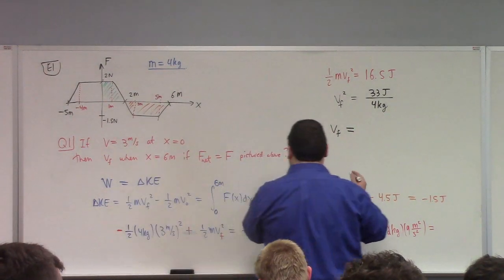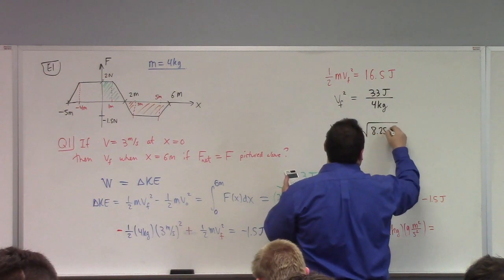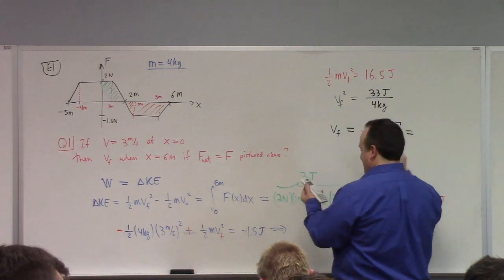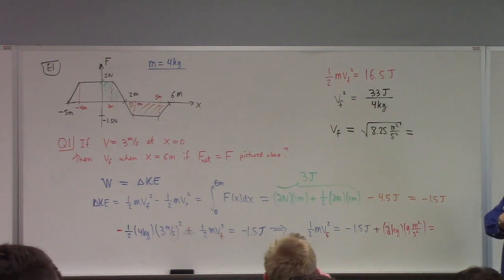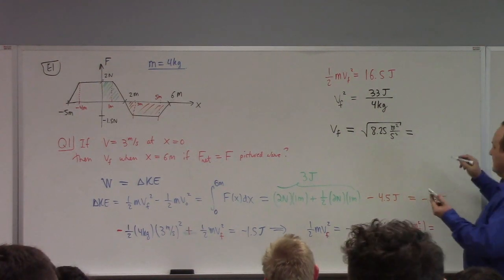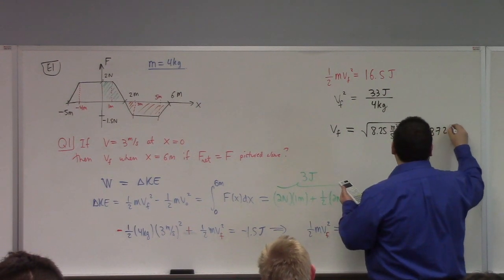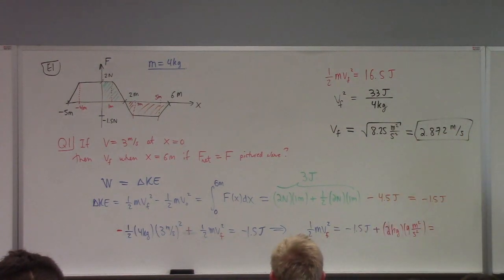That's funny. So I get the square root of 8.25 meters squared per second squared. Anyway, so I get 2.872 meters per second as my final velocity in this situation.